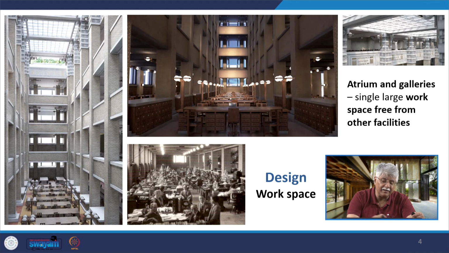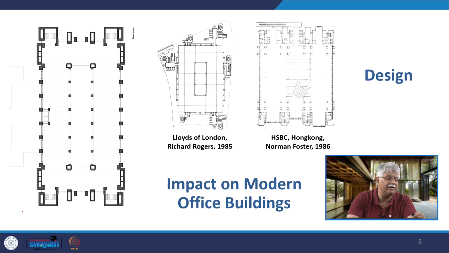These are rendered images of the atrium because the building does not exist. This is an original picture of how people were working in the gallery next to the atrium. So atriums and galleries, a single large workspace free from all other facilities. This was the Larkin Building's plan.